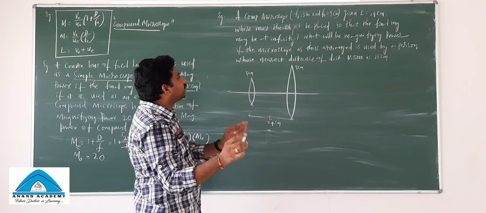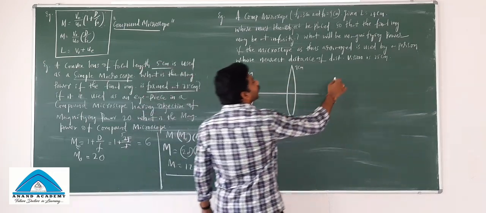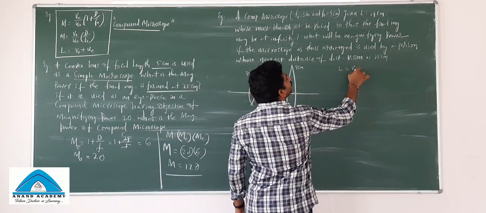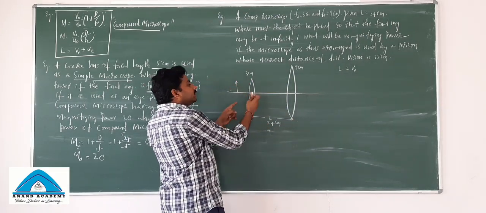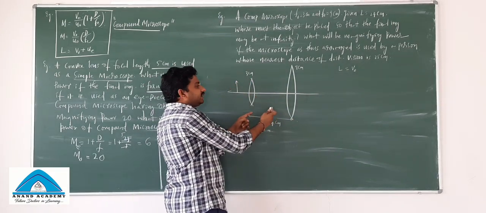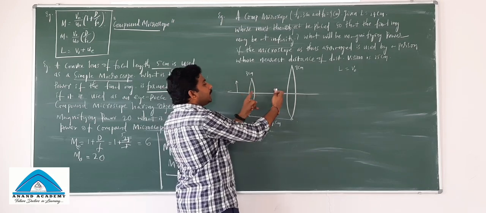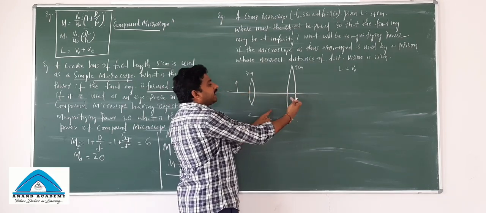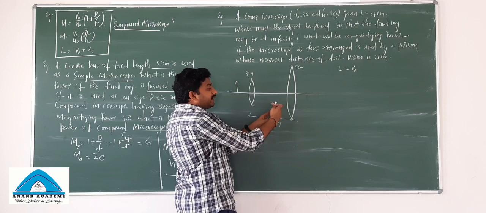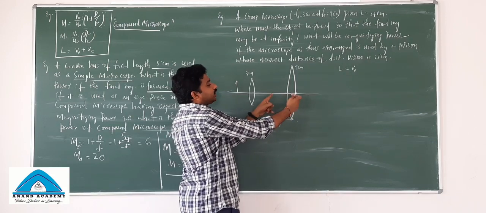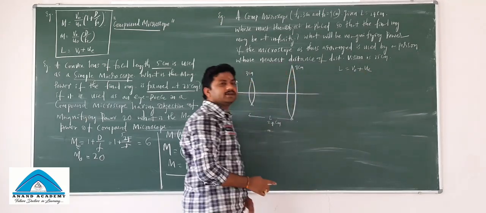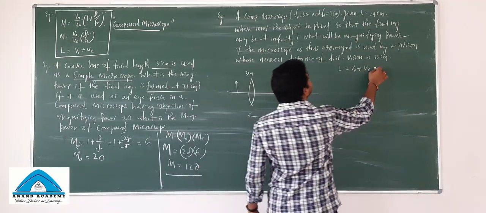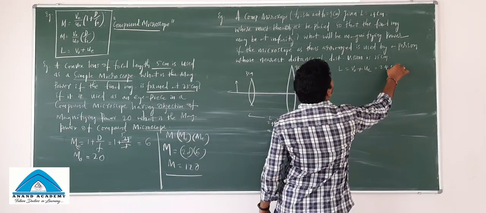Length means immediately you should recollect the concept called L is equal to v_o. v_o is what? When the object is kept here, there will be an image formed somewhere here. So this is called v_o, plus this image will behave as an object for this. So that object distance is object distance for eyepiece. So that value is given as 24 centimeters.